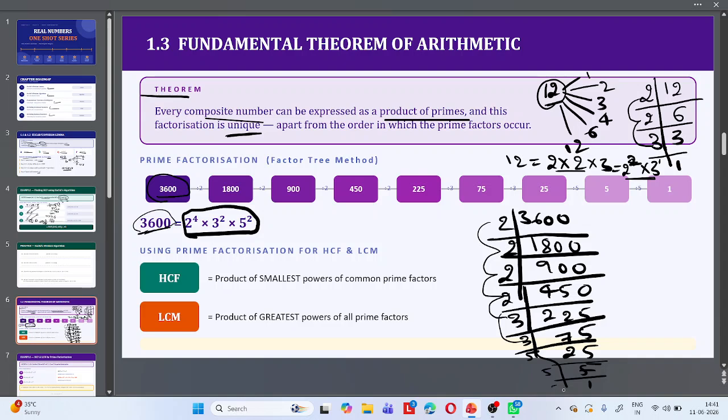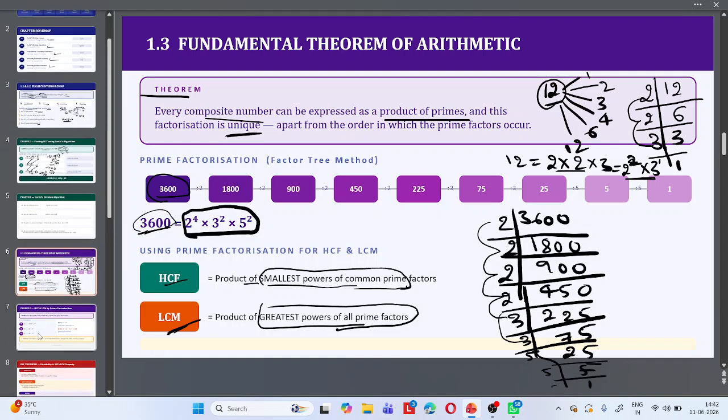Understood? Next we need to know about HCF and LCM. So what is HCF? HCF is the product of the smallest power of common primes. Keep in mind that it is the smallest power of common primes. For LCM it is the greatest power of all prime factors. This is the main difference between HCF and LCM. In HCF we consider only the smallest power of the common prime factors of those integers. LCM is the greatest power of all the primes.